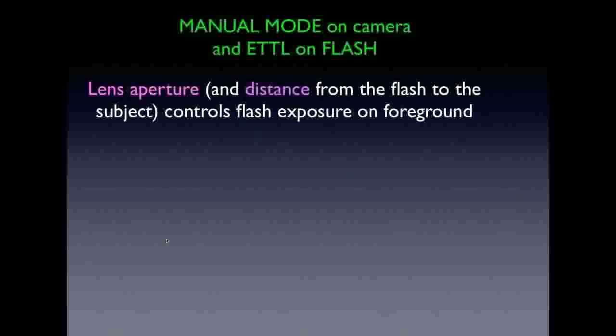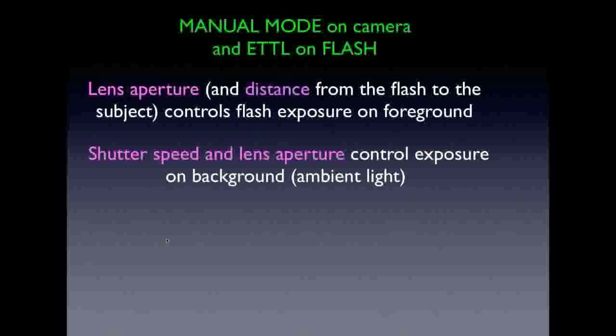There are two factors that control the exposure on your foreground when you use manual on the camera and ETTL on the flash. The two factors are lens aperture and distance from the flash to the subject. The shutter speed and the lens aperture control the exposure on the background, or the ambient light.